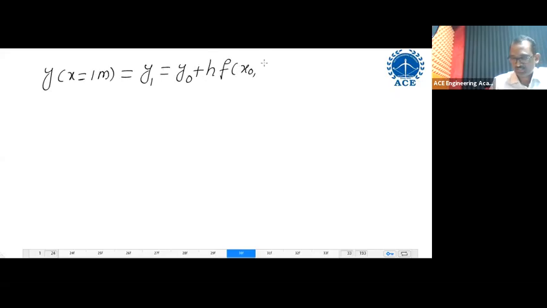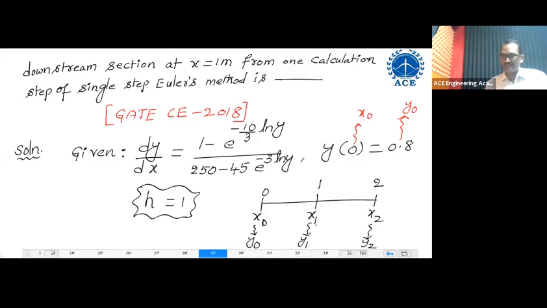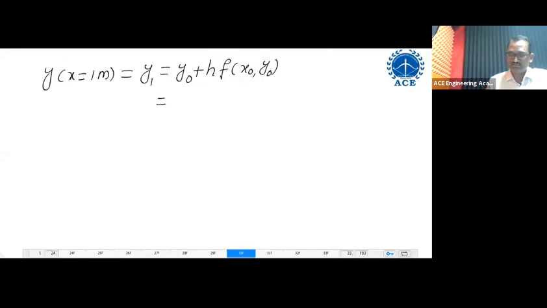Y1 means water depth. Actually, we need water depth at x is equal to 1 meter. That is y1 is equal to y naught plus h into f of x naught comma y naught. So what is y naught? 0.8. Subinterval length 1.